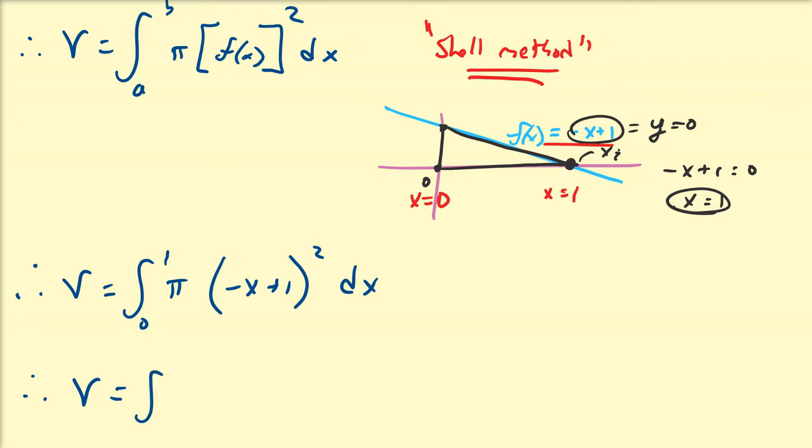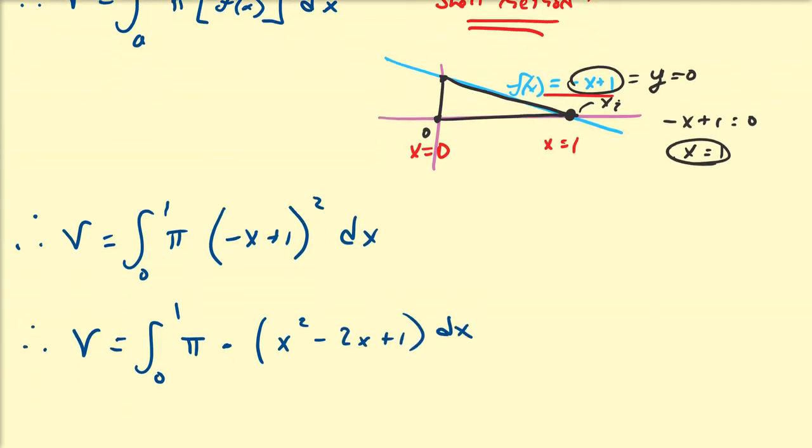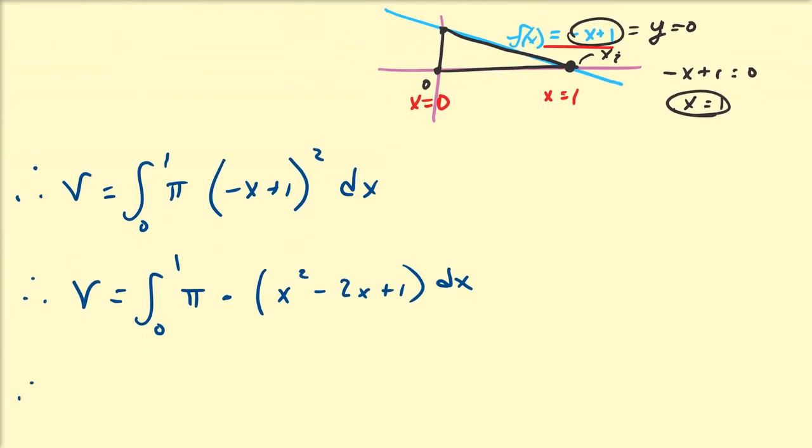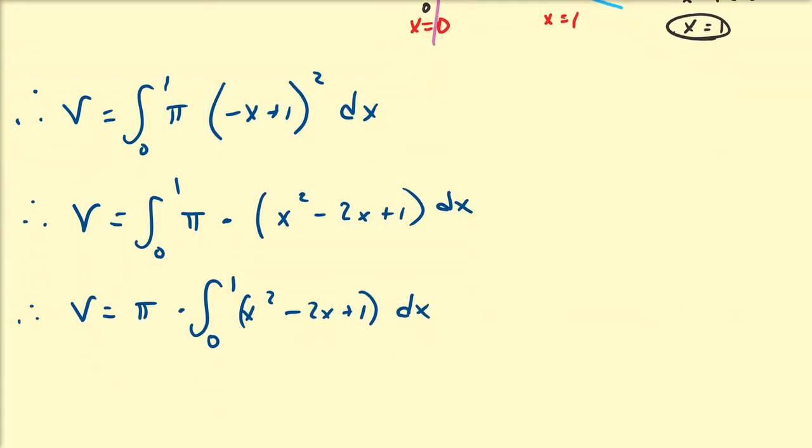So that means the volume is going to be equal to the integral from 0 to 1 of pi times, let's FOIL this out, so we have x squared minus 2x plus 1, the quantity, times dx. And we can factor out this pi if we want to. So V is equal to pi times the antiderivative from 0 to 1 of x squared minus 2x plus 1 dx. So let's integrate.